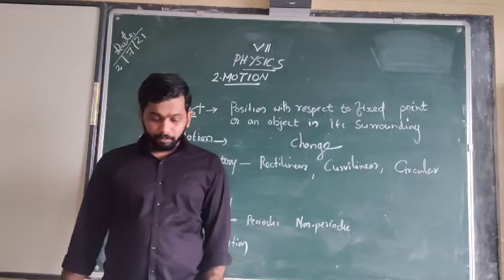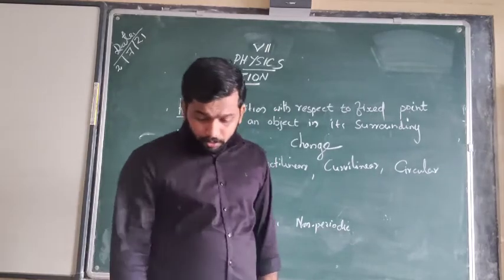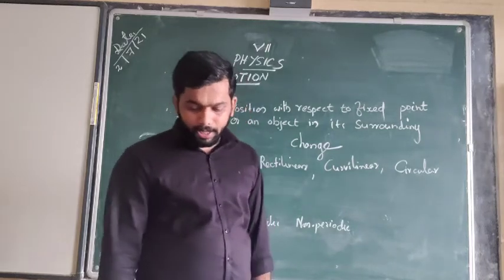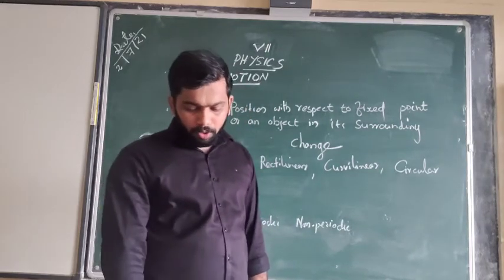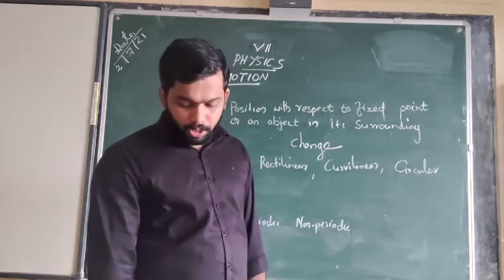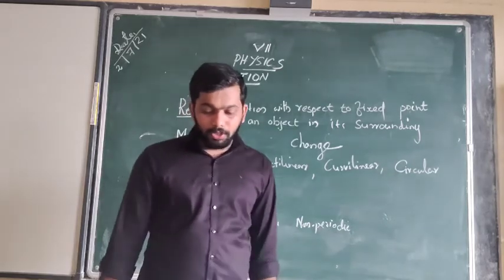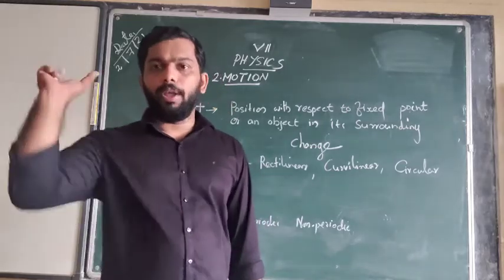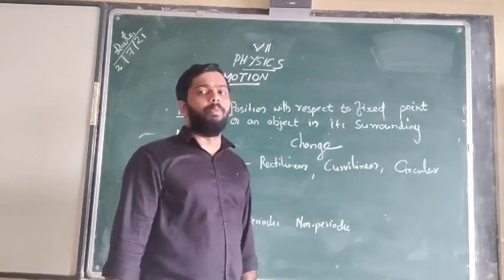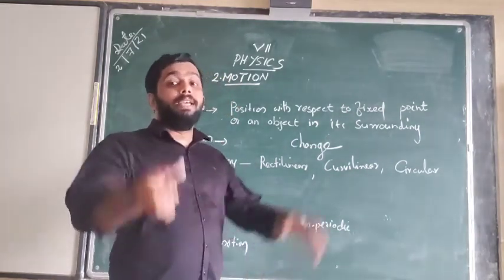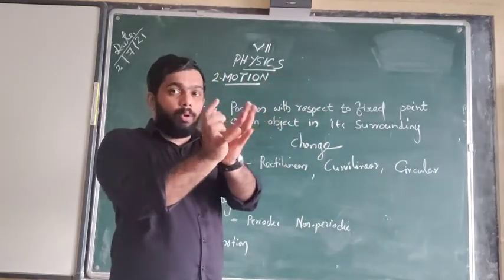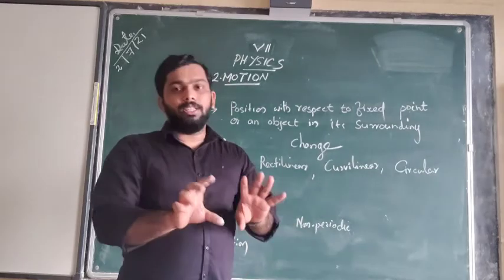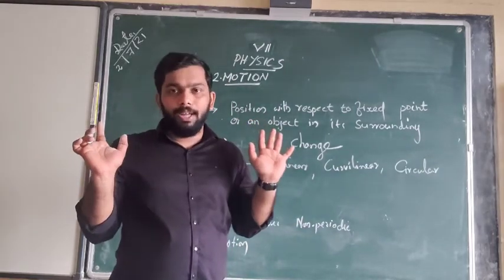Then again, the next example is given. A football kicked by a player, the hands of the clock, or a flying bird in the sky are in motion as long as their position keeps changing. For example, if a footballer is taking the ball, what will happen? He is going to take the ball and keep it at a position, for example, a goalkeeper.